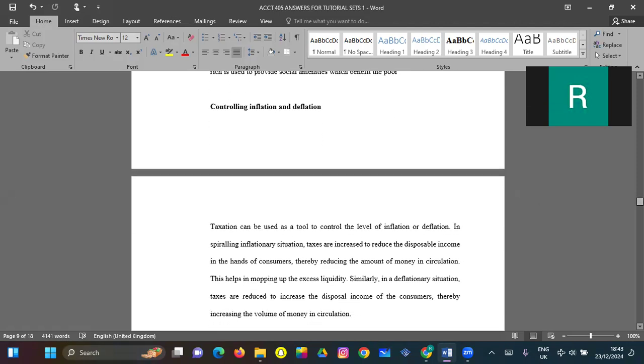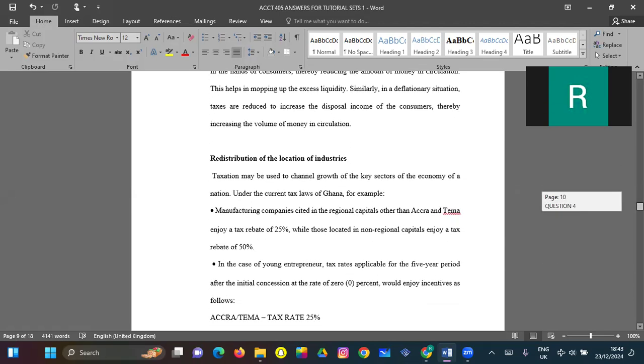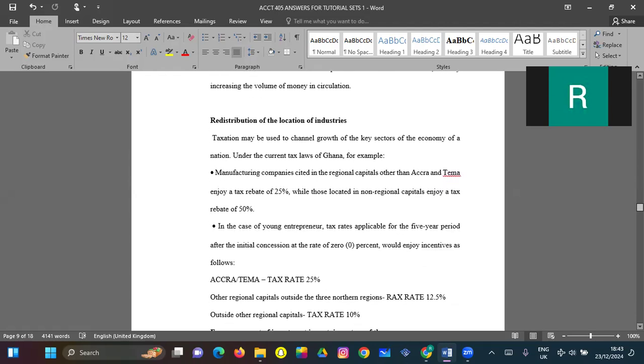Then controlling of inflation. So when the prices of goods and services are so high, right? Then the government tends to what? Taxes are increased to reduce the disposable income. So, we know that when inflation increases, it's because we are having more money in our hands. So when the government taxes us and then we have less money in our hands, we tend not to buy more. So therefore, what's causing inflation to what? Decrease.